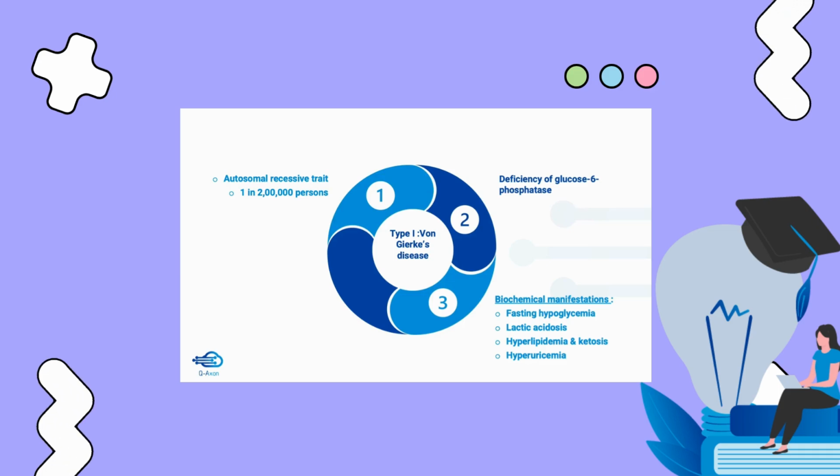Now, why do you see lactic acidosis? As this glucose 6-phosphate cannot be converted to glucose in glycogenolysis, it is diverted to glycolysis, leading to the formation of pyruvate and the lactate, which are the end products of glycolysis. Lactate accumulates in muscle and liver, leading to lactic acidosis. Now, why do you see hyperlipidemia? Since glucose is not available for energy, fat is mobilized for energy purposes, leading to hyperlipidemia.